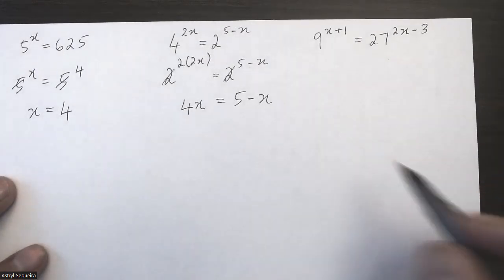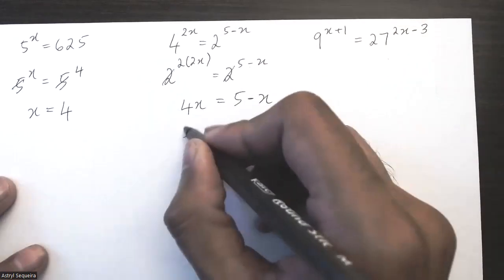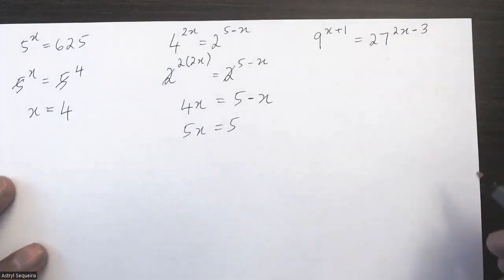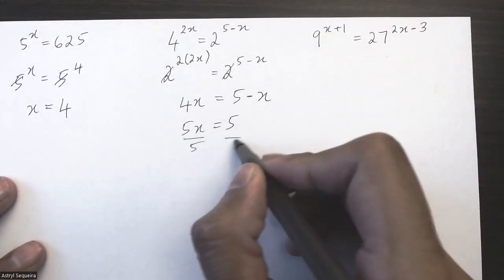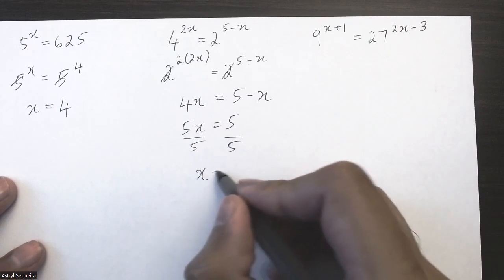So I'm going to move the negative x to this side and add it. 5x equals 5. Divide both sides by 5. And I just get x equals 1.